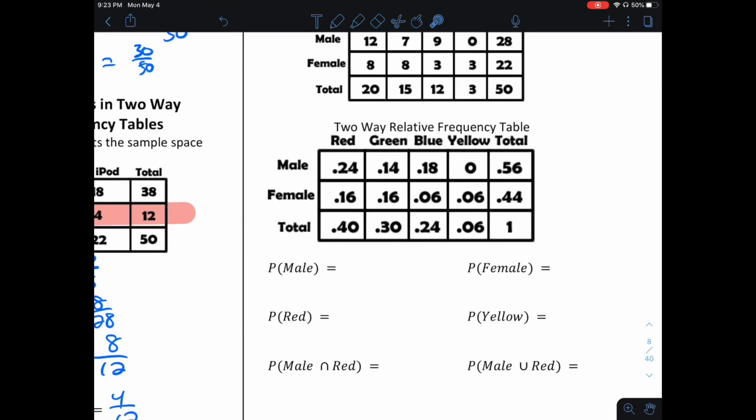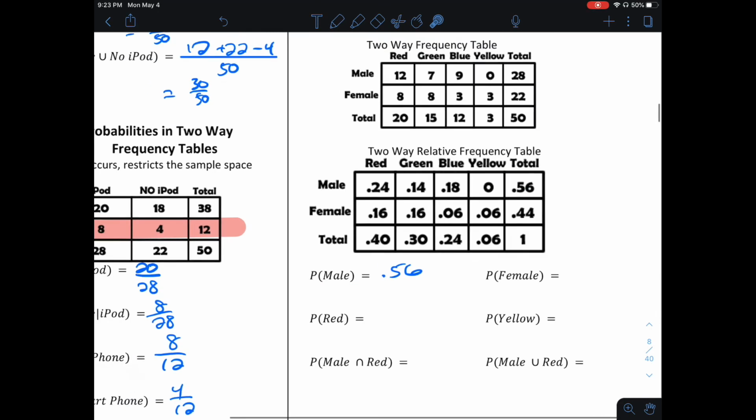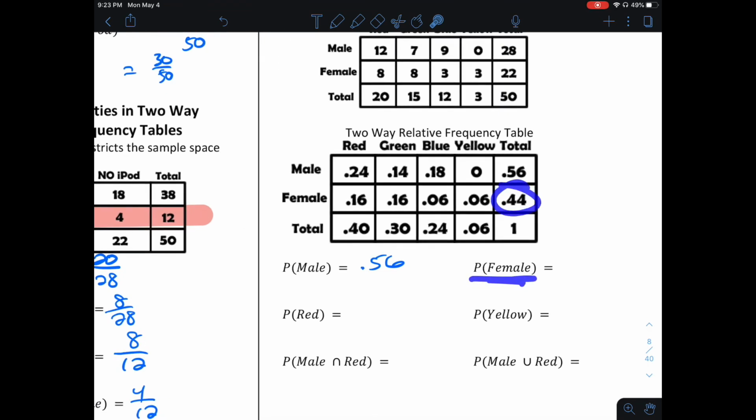So if you're asked, what's the probability that the person's a male? Well, 56% of the people here are males. Versus us doing 28 over 50, which is also 56. What's the percent that are female? 44%. What's the probability that you pull a red at random? Well, 40% are red. What's the probability that you choose a yellow at random? 6% are yellow. What's the probability that you pick a male that prefers red? So a red male is 24%.